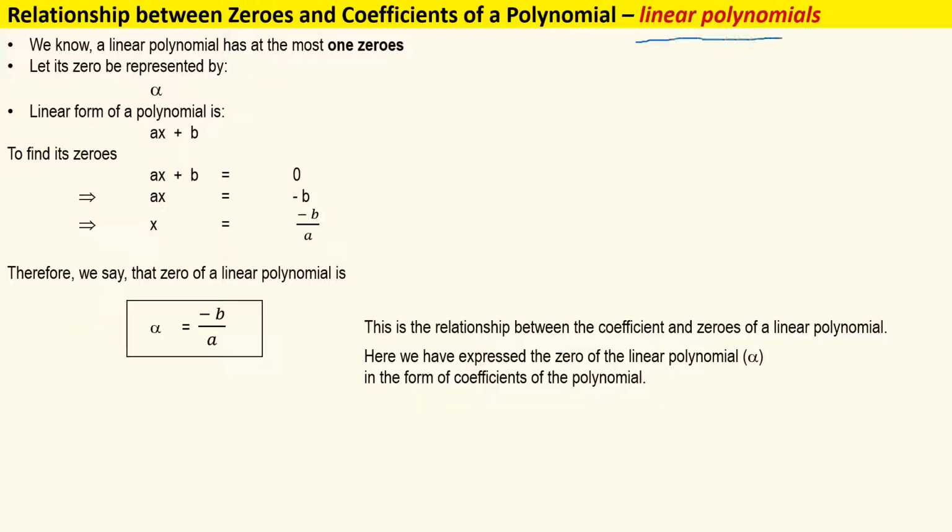Let's start with the linear polynomials, and we know that linear polynomials will have at the most one zero, and let's represent that zero by letter alpha. Also, the linear form of the polynomial is ax plus b, which once solved will give us the value of the zero of the polynomial, that is alpha, as equal to minus b by a. Now this equation is our relationship between the zeros of the polynomial and its coefficients.